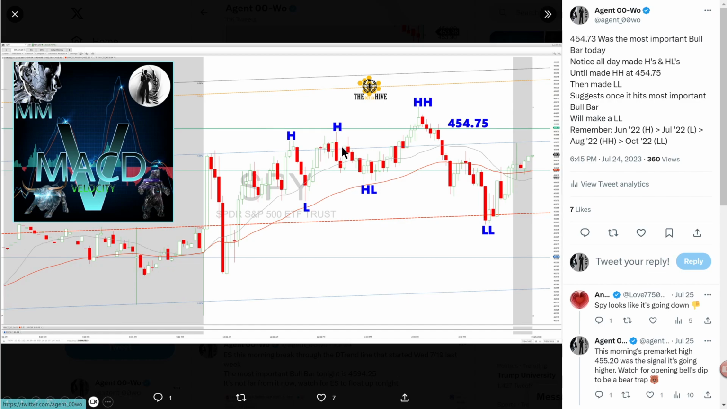But here's the thing. Unless you know what its final target is, in this case I'm talking about the hive, or in other cases I could be talking about the most important bull bar that I tweet out intraday, you don't know which one of these highs is going to be the final high. You don't know which one is the highest high, and then you don't know which one's going to be the lowest low, because you're like, is it this one? Is it this one? It's the third one, right? So that is a keen observation that I would like to share on that.